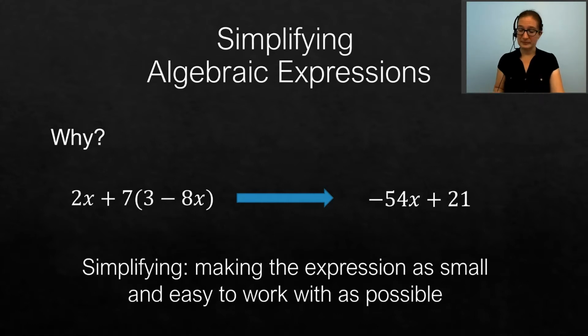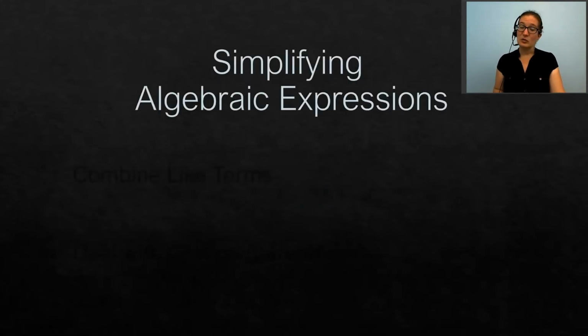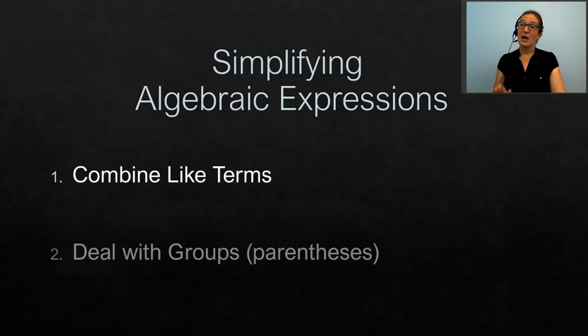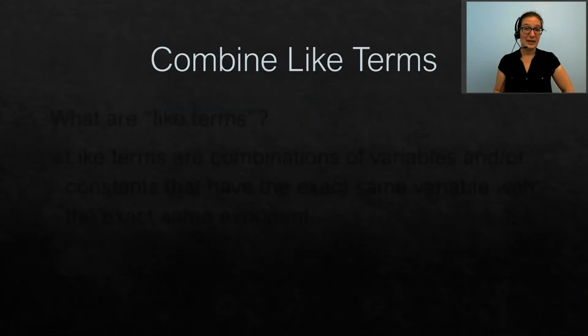which we'll do later. So there's going to be two main ways that we're going to simplify algebraic expressions. The first way is that we're going to combine like terms. We're going to talk about that in a second. Our second way is that we're going to deal with groups. Remember when we talked about our order of operations, groups can mean parentheses, can mean other things. When we talk about it today, it will mostly be parentheses that we're going to talk about. So let's zoom in on combining like terms and talk about that first.